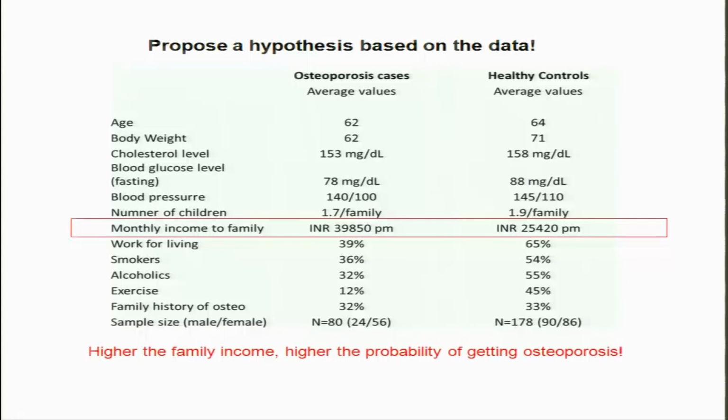First one, there is a huge difference between the osteoporosis cases and healthy controls in terms of the monthly income. You can see here the healthy controls earn less on an average as compared to the osteoporosis case. In other words, based only on the data, your hypothesis would be: higher the family income, higher the probability of getting osteoporosis. Is that true? That we need to analyze the data.